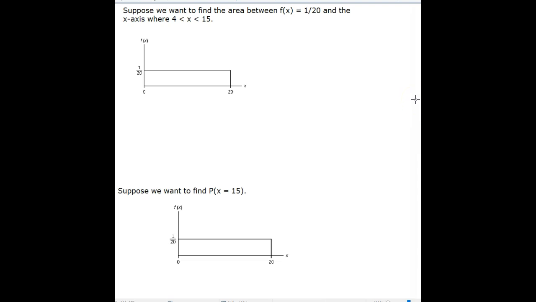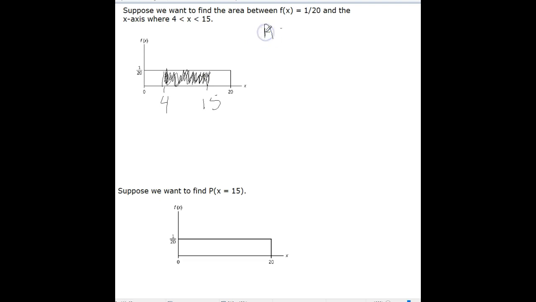Let's continue with this example. Suppose we want to find the area between f of x equals 1/20 and the x-axis where x is between 4 and 15. So now we are going to just guesstimate. So this is 4 and this is 15. And this is what we're looking at here, this section here. So let's go ahead and find the area.